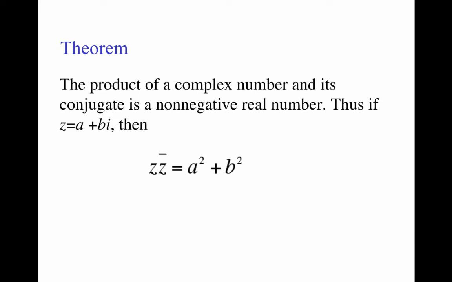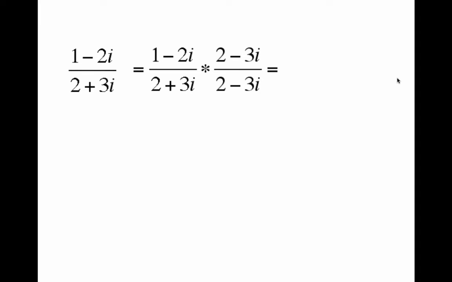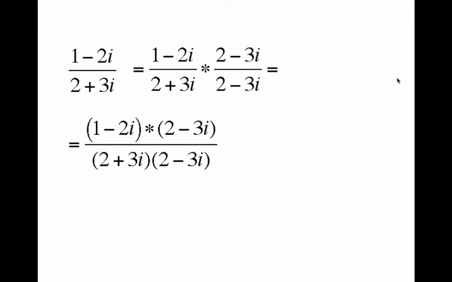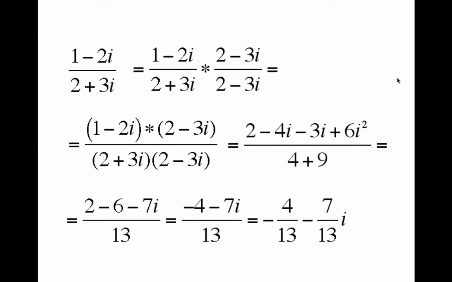So the theorem says that if you multiply a number and its conjugate, you simply then get a squared plus b squared. So the square of the real part plus the square of the imaginary. So when you're given this problem, we will multiply the top and the bottom by the conjugate of the bottom. Simplifying, distributing through absolutely everything, we do end up with -4/13 minus 7/13 i, and it does need to be written in a plus bi form.